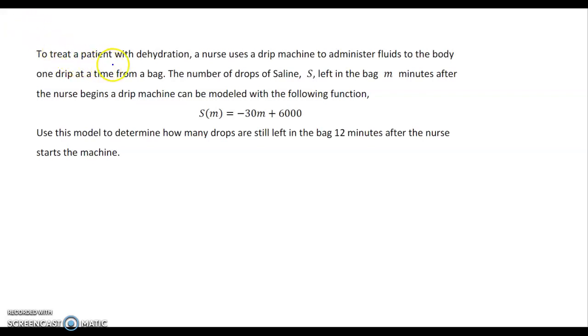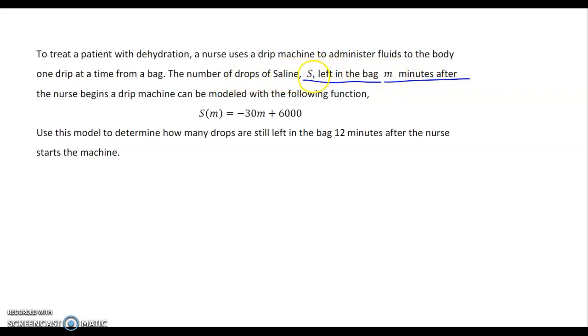So to treat a patient with dehydration, a nurse uses a drip machine to administer fluids to the body, 1 drip at a time from a bag. The number of drops of saline S left in the bag m minutes after the nurse begins a drip machine can be modeled with the following function. So this sentence sounds weird, but this actually gives us a big clue what's going on.